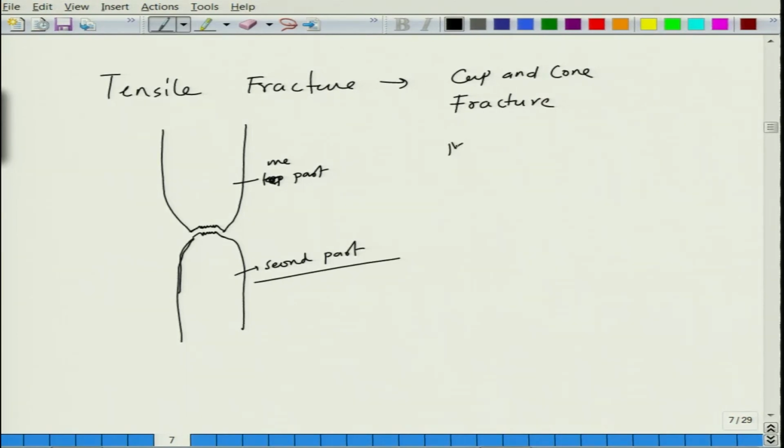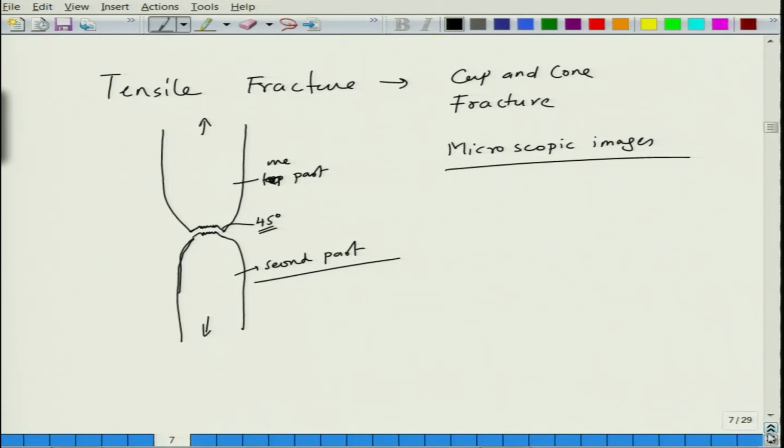So, we can see the microscopic images of fracture. We will see them in the next class. Okay. So, this is how tensile fracture will be. It is a cup and cone kind of fracture. So, this is the tensile axis. These are the 45° facets which are created at the neck, and it is a very rough fracture in morphology.